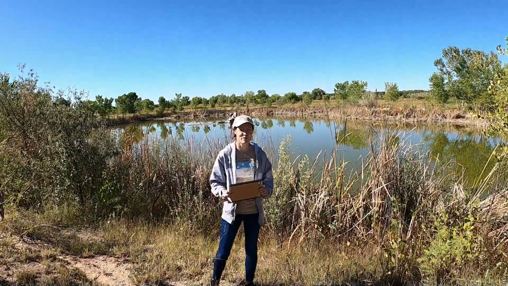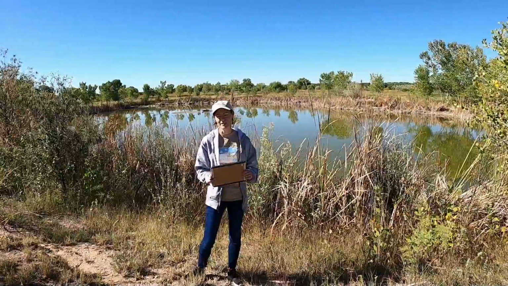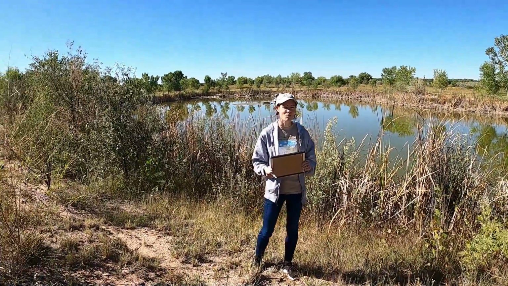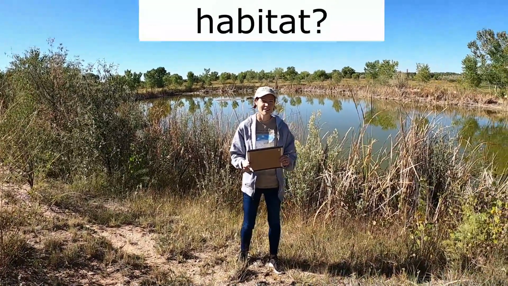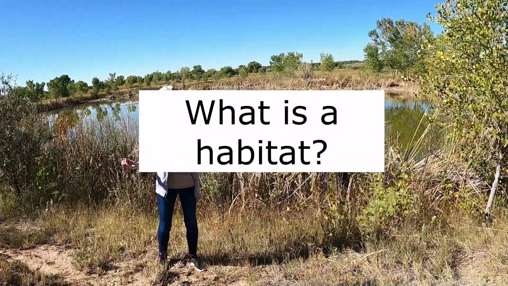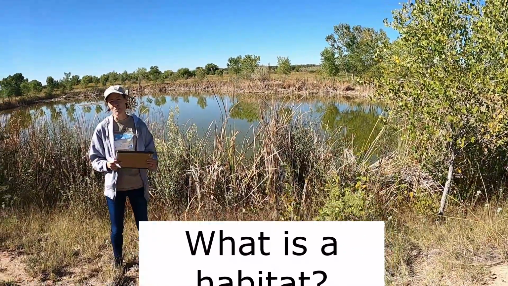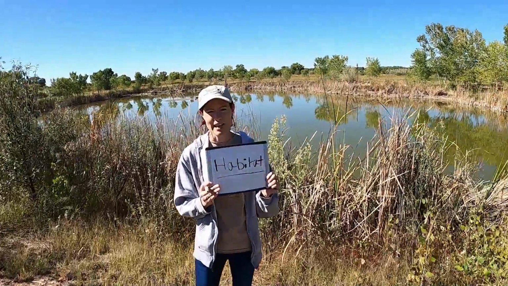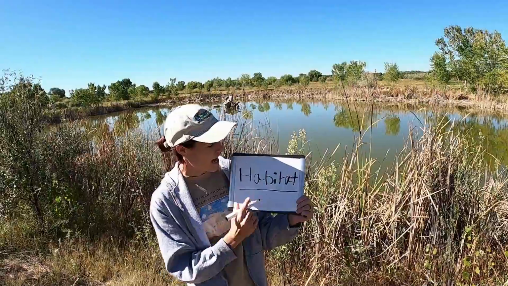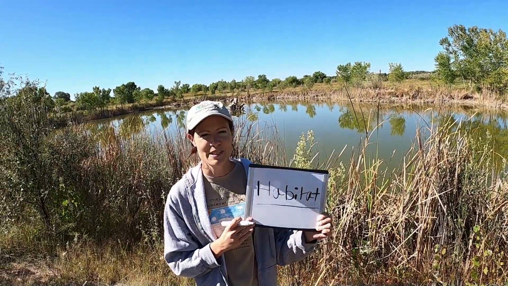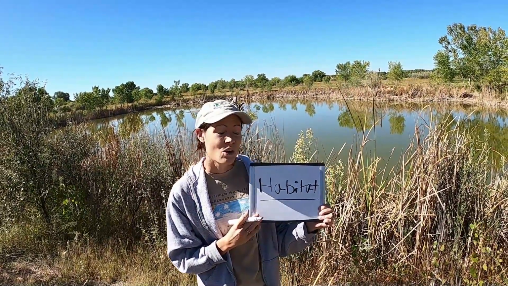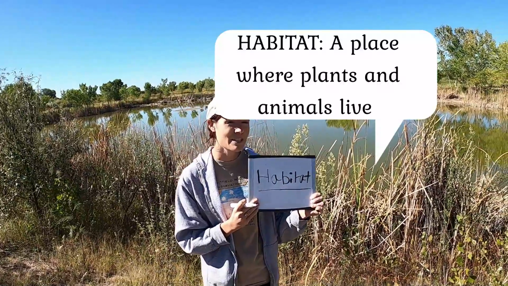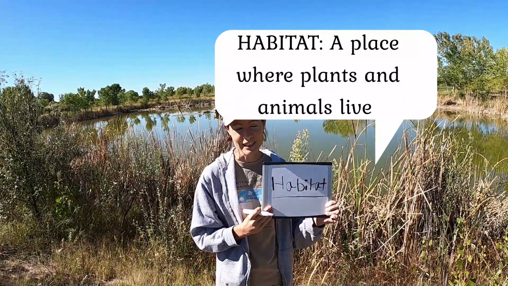All right, now that everyone has their piece of paper and pencil, we have to first figure out what a habitat is. So in order to talk about diversity in habitat, we need to figure out what it is. So what I'd like everybody to do is write down the word habitat, H-A-B-I-T-A-T, habitat. What is that? Well, a habitat is a place where plants and animals live.